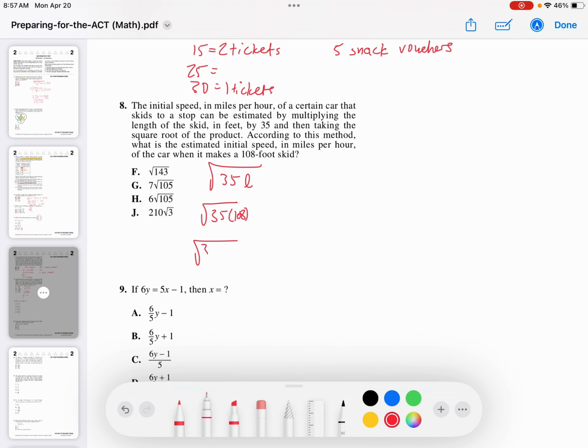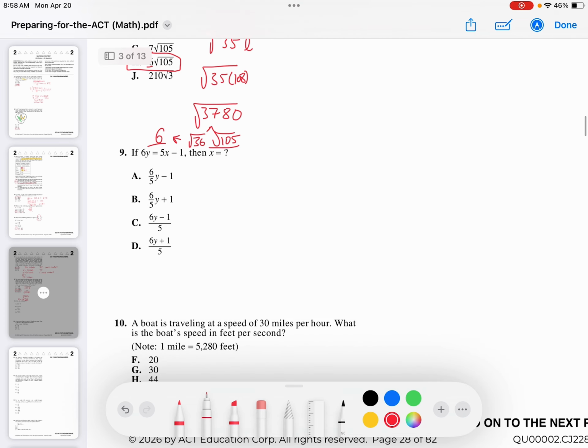Let's see, 35 times 108, we've got 3,780. Okay, let's see if we can divide or split that into anything. Looks like my options are 6, 7, and 2. So let's see if I can take out 49 from that number. Nope. How about 36? Okay, good. I can split this into the square root of 36 and the square root of 105. And the square root of 36 I know is 6, so that would give me 6 square root of 105, which is option H.